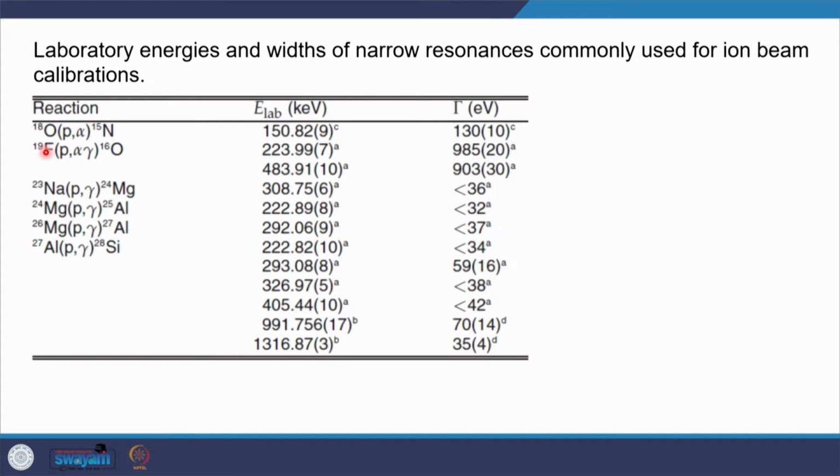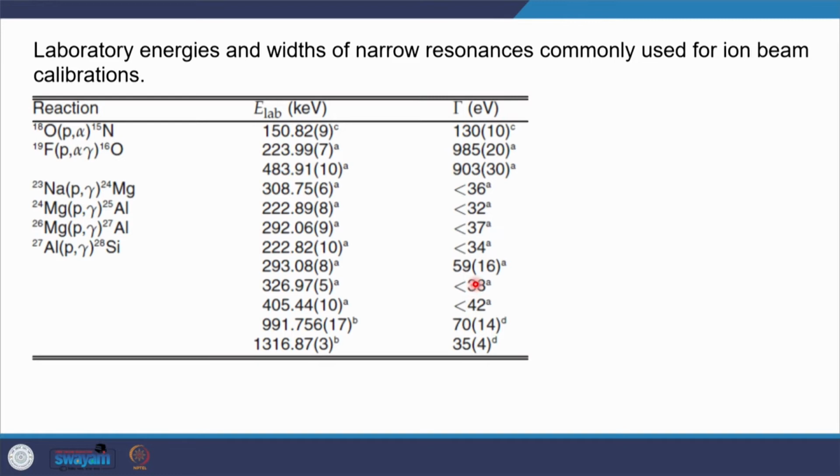So, direct measurement, all right. And for fluorine-19, sodium-23, magnesium-24, aluminum-27, which is a widely used reaction, because you have different energies. Even one reaction is sufficient for the ion beam energy calibration. This one reaction of proton on aluminum-27 is sufficient, because aluminum-27 is widely available, and you see the widths in electron volt.